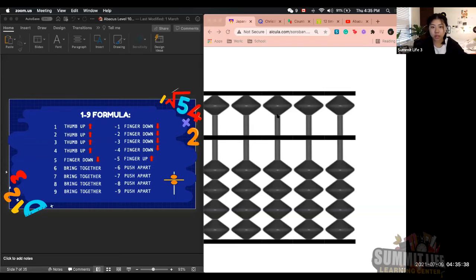Okay, let me just share my window. Okay, can you see both screens?